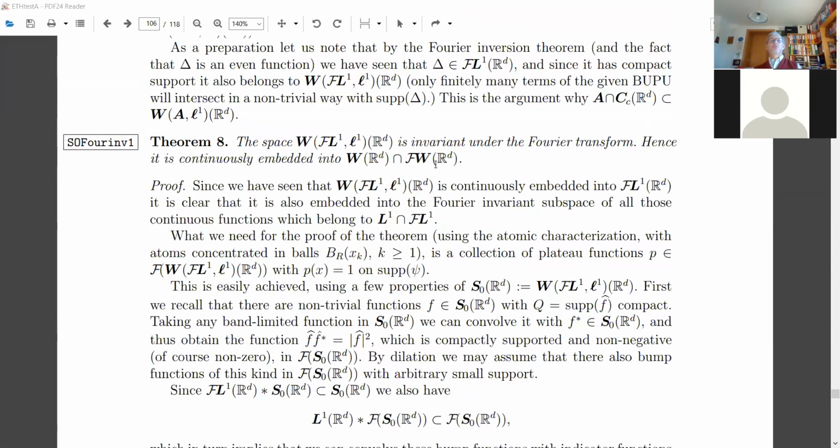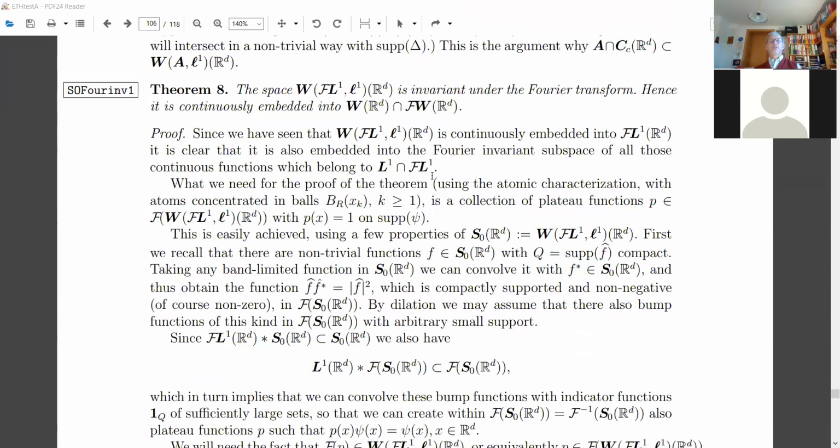I would like to do the proof of the Fourier invariance after the break. So I do a short stop, maybe up to, well, I would suggest to resume after something like 7 or 8 minutes, and resume by doing the more detailed proof of this part here.